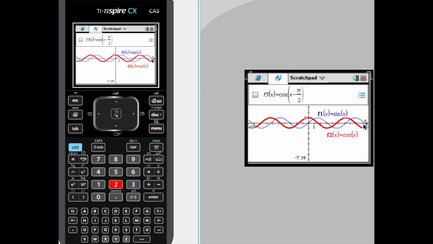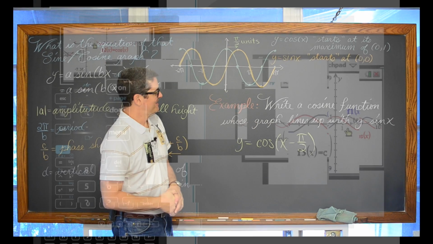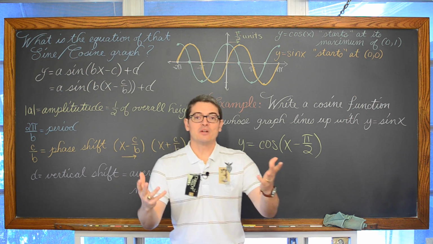And that should line up right over this new graph. It should be in a different color, lined right on top of that sine graph. And there you go. So we had that blue line, and now it has been turned black because we have put over it the black line created by the equation y is equal to cosine of x minus pi over 2. And let's get back to our lesson.